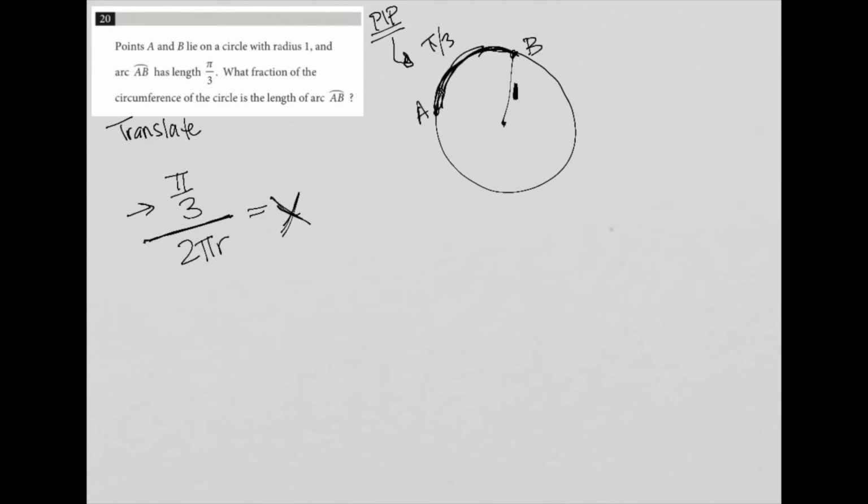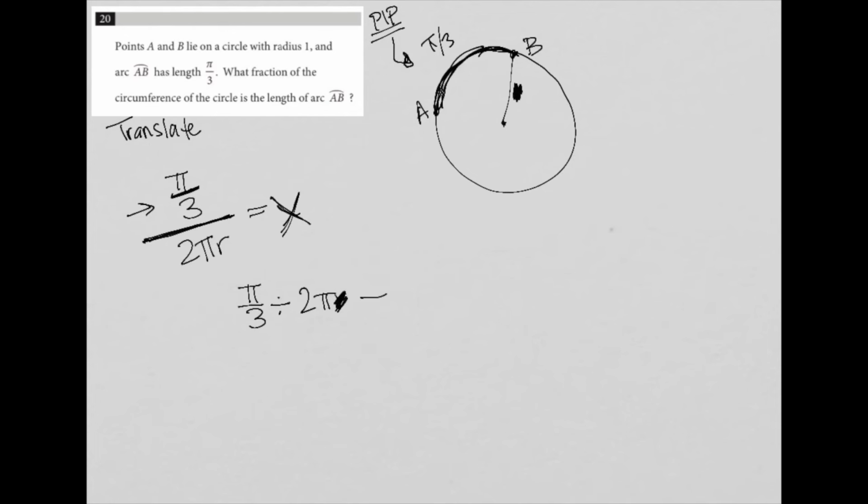of pi over 3? So this is a complex fraction, right? We have 2 fraction bars. So anytime I see that, I like to just separate them. So I'll say pi over 3, and then I'll use this division symbol, right? Divided by, and then my 2 pi r. Again, we know that r is 1, so let's just get rid of that, right? So really, that's just going to be 2 pi.